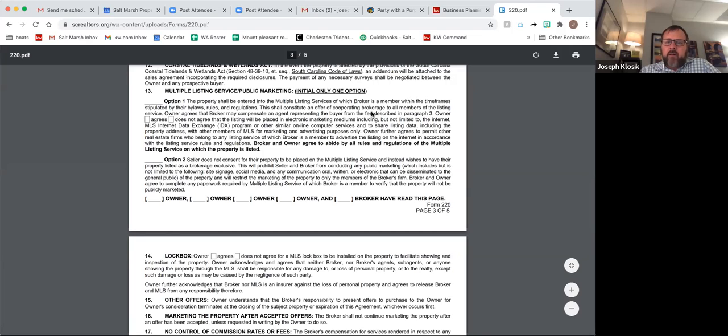This prohibits the seller and broker from conducting any public marketing, which includes but is not limited to signage, social media, and any communication, oral, written, or electronic, that can be disseminated to the general public of the property, and will restrict the marketing of the property only to the members of the broker's firm. Broker and owner agree to comply with any paperwork required by the multiple listing service, which the broker remembers and verifies the property will not be publicly marketed. There is no planet where this could be an option.